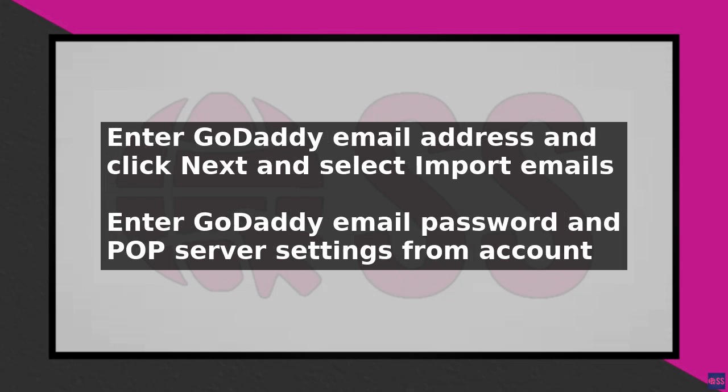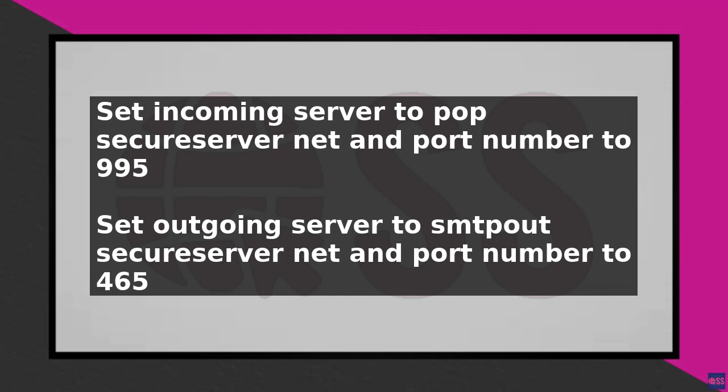GoDaddy account. The POP server settings are typically pop.secureserver.net for the incoming server and smtpout.secureserver.net for the outgoing server. The port number for the incoming server is usually 995 and the port number for the outgoing server is usually 465. Make sure to select the option to always use a secure connection, SSL, for both the incoming and outgoing servers. Click Add Account to complete the setup process.